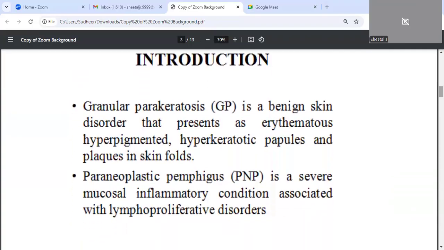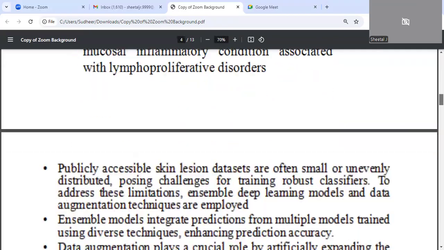Coming to the introduction, granular parakeratosis is a keratinization disorder. It mainly occurs due to a deficiency of keratin protein in the body. Paraneoplastic pemphigus is an autoimmune disease. It causes bumps to appear on the skin, with reddishness formed on the skin. As I already said, the images appear similar. They share common characteristics, so in order to distinguish between them, these two diseases have been taken here.